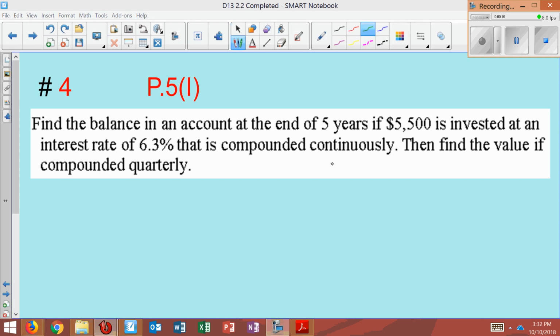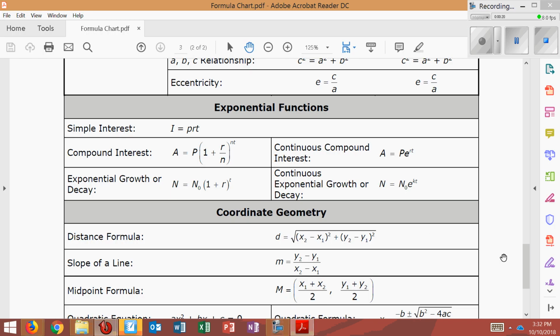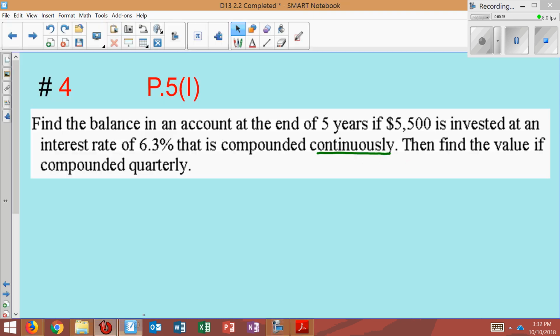This word continuously, it's going to tell us from the formula chart. If we go to our formula chart, and again, we're on the second page down at the bottom where it says exponential function. Continuously is used here. It's the formula A = Pe^(rt). So I'm going to be using this formula first.